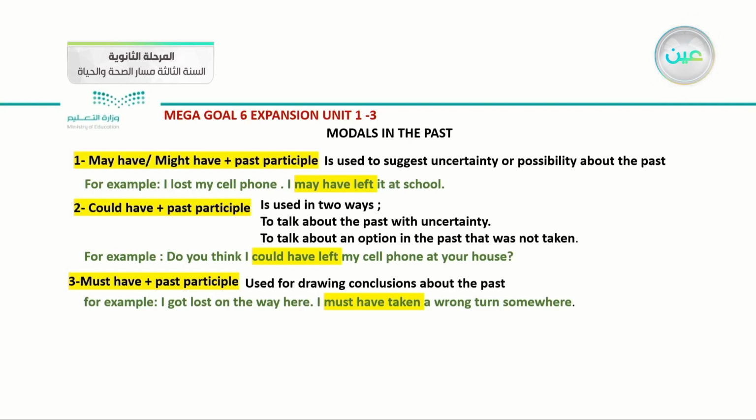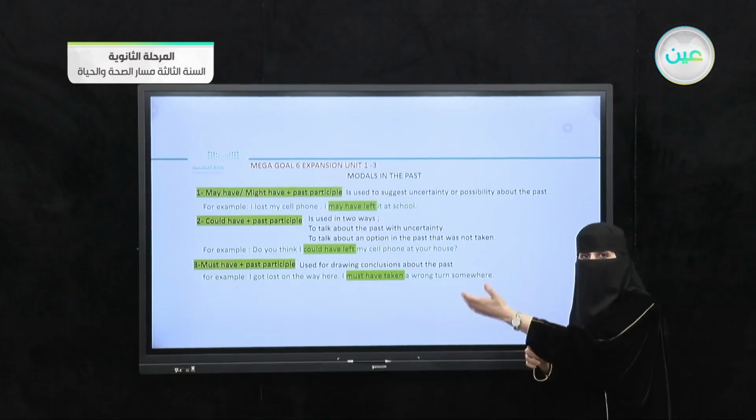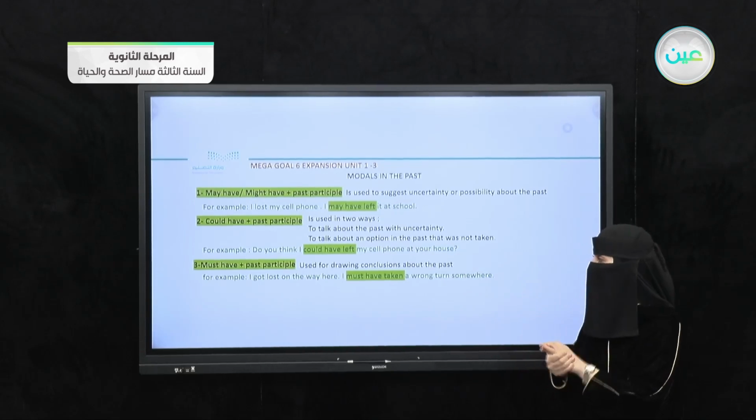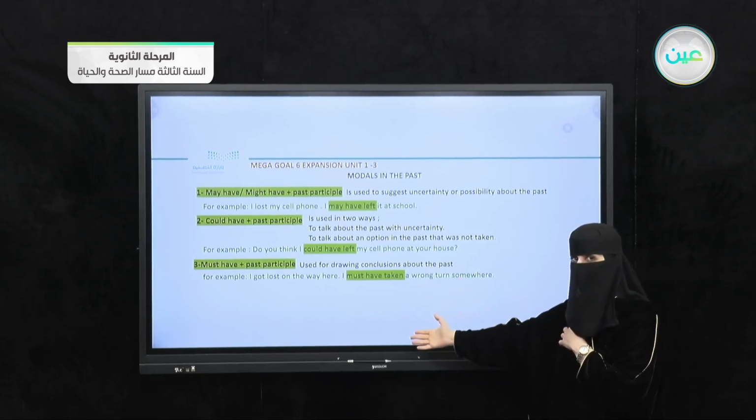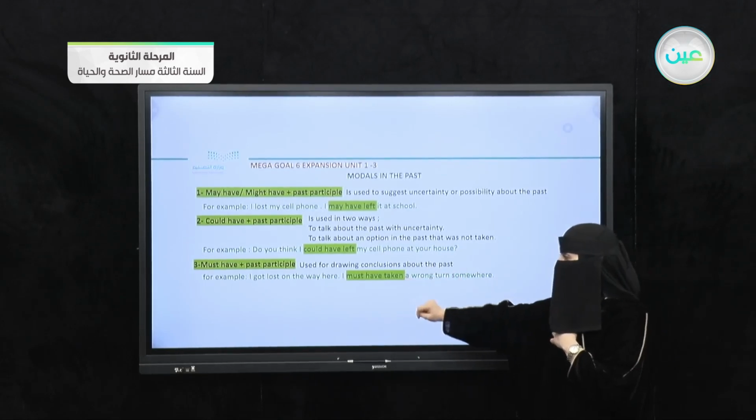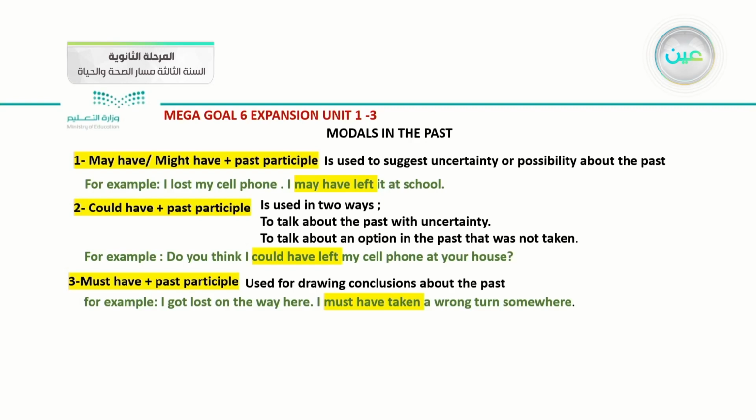So from here, he wants to analyze that. After he lost or she lost the way, what happened? I must, or she must, or he must have taken a wrong turn somewhere, which means this is the conclusion after that reason happened in the first part. So must have is also applied with a past participle. What is the past participle inside the sentence? Taken. We apply must have followed by a past participle. This is the third one.